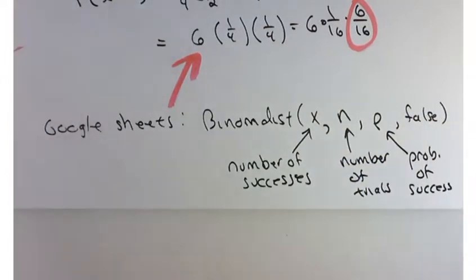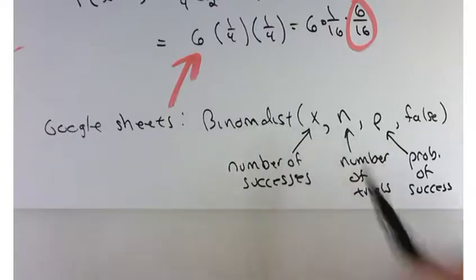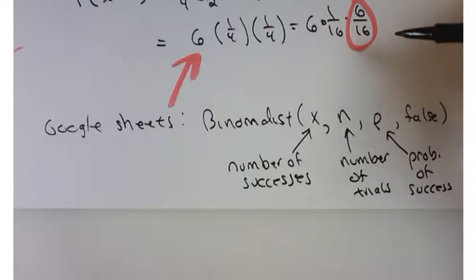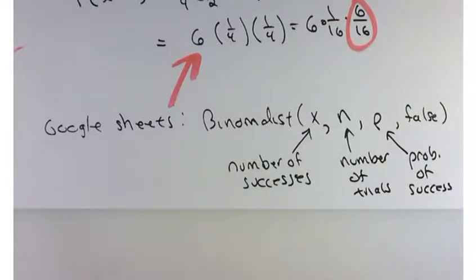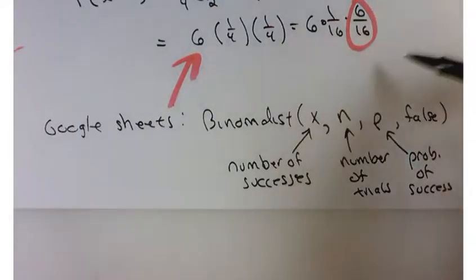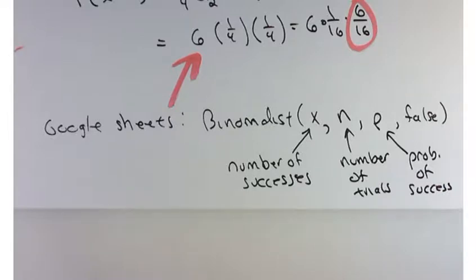I'm not really going to explain why. You can look at Google Sheets. What it'll do is it'll give you a cumulative distribution. We don't really want that just now. So let's see if we can't get Google Sheets to give us the same probability that we got in two other ways so far here, which is the 6/16, which as a decimal is 0.375.